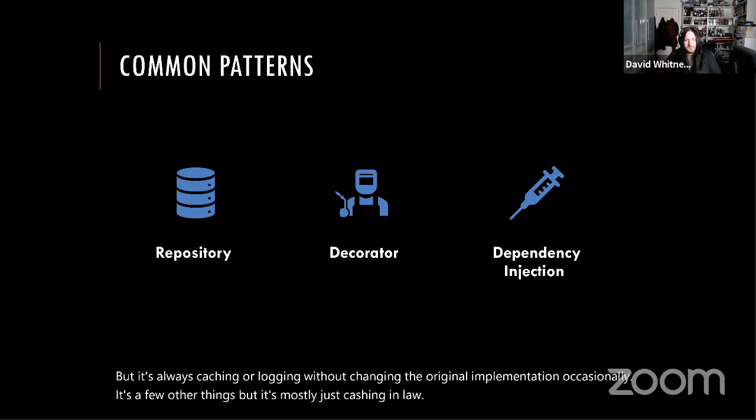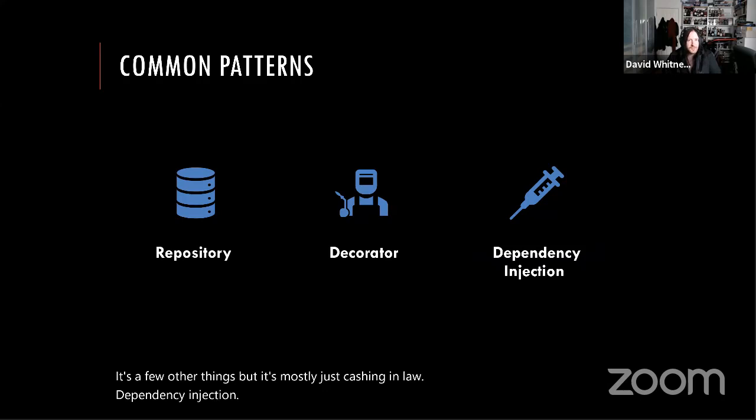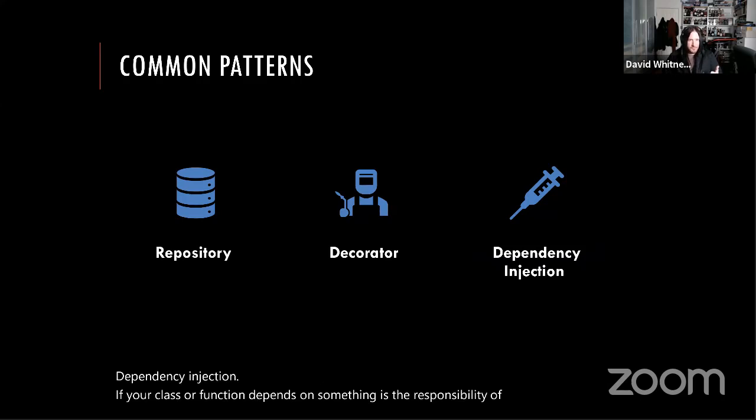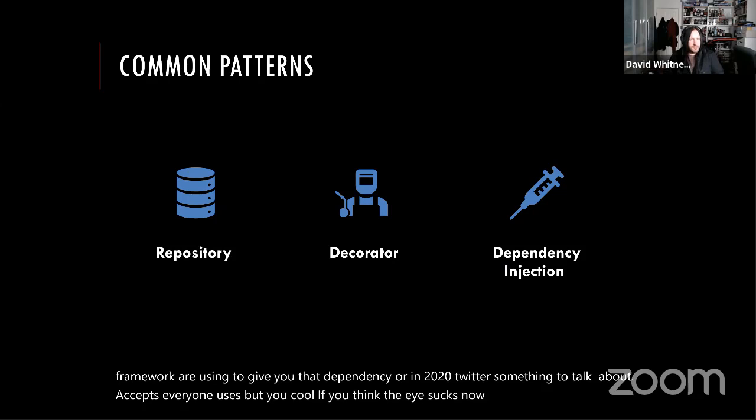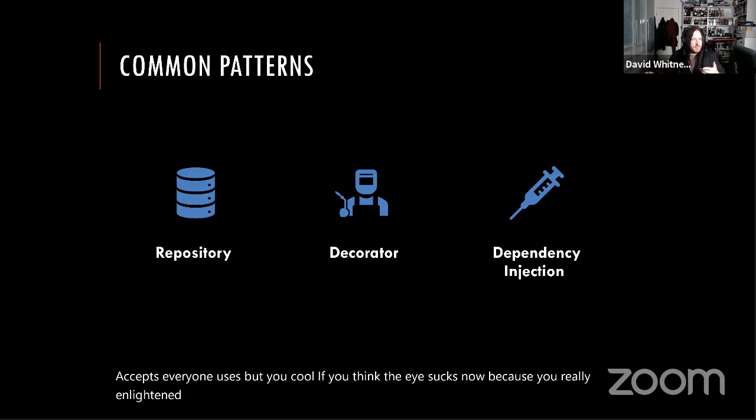Dependency injection. If your class or function depends on something, it's the responsibility of the caller, or the framework you're using, to give you that dependency. Or in 2020 Twitter, something to talk shit about, except everyone uses it, but you're cool if you think DI sucks now because you're really enlightened, right? Did I get my bit right? I'm not sure.